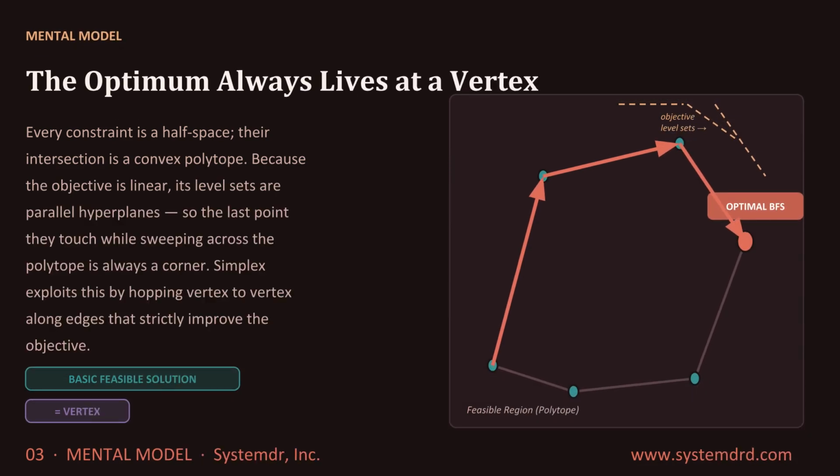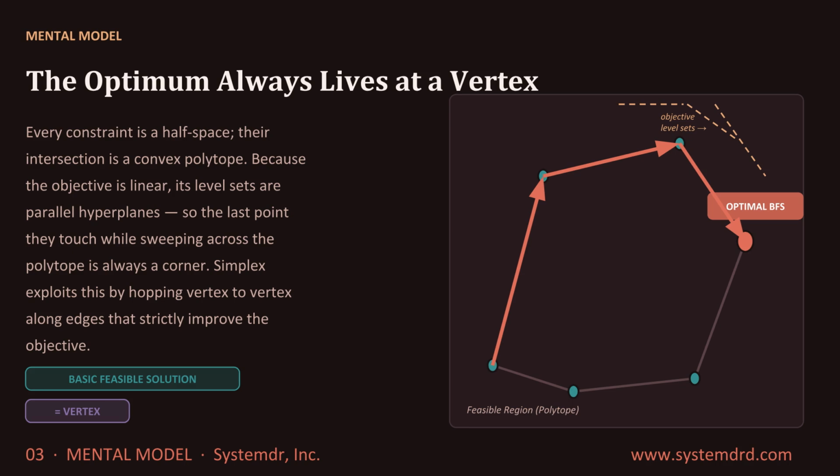Let's build the one mental model that unlocks everything else in this talk. The optimum always lives at a vertex. Here's why. Every linear constraint defines a half space. The intersection of all those half spaces is a convex polytope. Picture a multi-sided gemstone. Because our objective is linear, its level sets are parallel hyperplanes sweeping across that polytope like a wave. And because that sweep is linear, the very last point it touches is always a corner. Never an interior point and never the middle of an edge, except in degenerate ties.